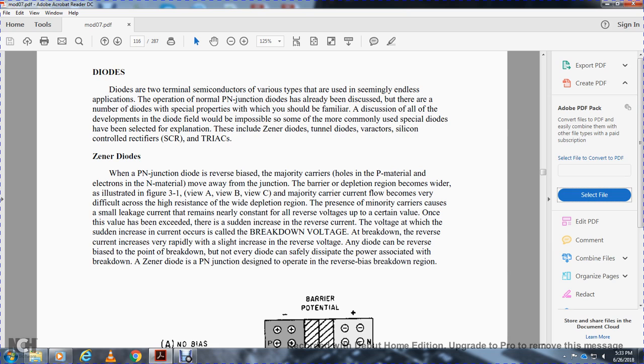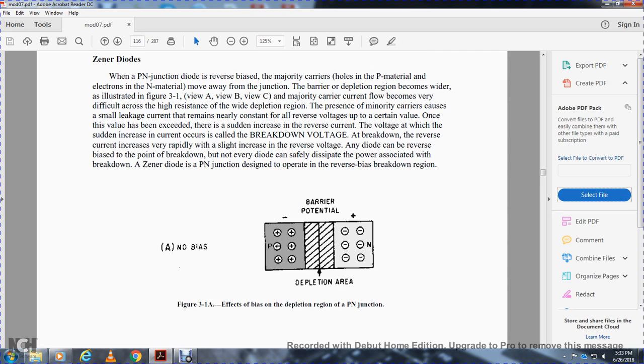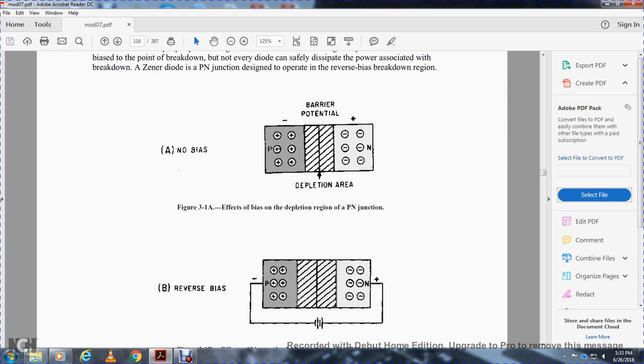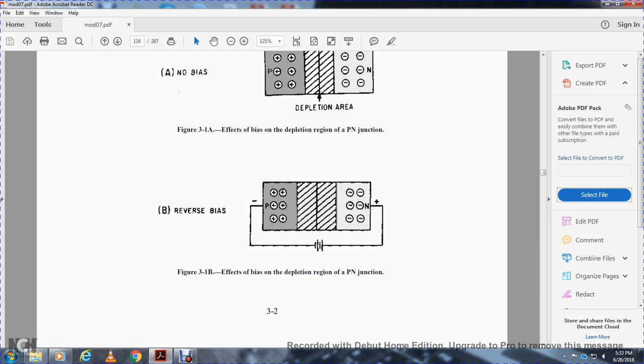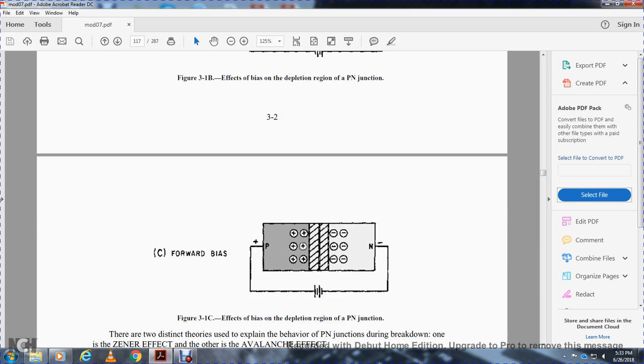But not every diode can easily dissipate the power associated with breakdown. The Zener diode's positive-negative junction is designed to operate in the reverse bias breakdown region. Figure 3-1 shows the effect of bias on the depletion region of the positive-negative junction. Depletion region, positive-negative barrier potential, no bias. Reverse bias. These are the effects of bias on the depletion region of the positive-negative junction. Forward bias, the effect on the depletion region of the positive-negative junction.